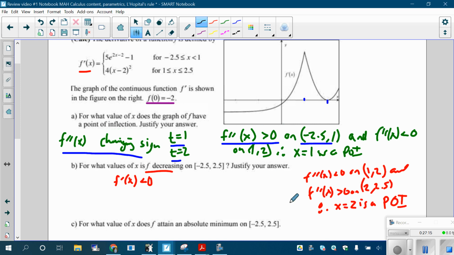Notice I didn't say the derivative. I didn't say the second derivative. I didn't say is positive. I didn't say to the left. I didn't say going up. You know what I mean? I used math notation.